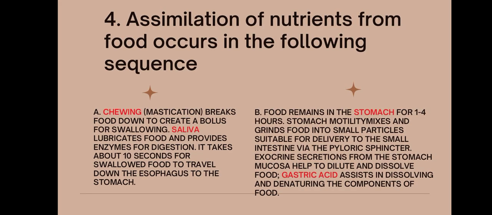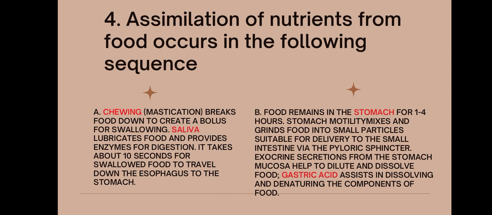4. Assimilation of nutrients from food occurs in the following sequence. A. Chewing or mastication breaks food down to create a bolus for swallowing. Saliva lubricates food and provides enzymes for digestion. It takes about 10 seconds for swallowed food to travel down the esophagus to the stomach.